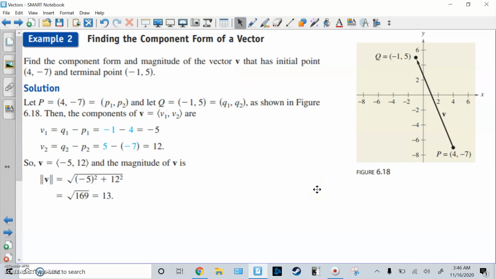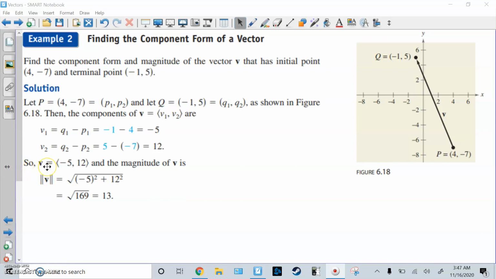Alright, finding the component form of a vector. So here they have two points. First, we're going to subtract, find how far the x's go and the y's go. So they did q1 minus p1, where Q is the terminal point, that's why I went first. So negative 1 minus 4 is negative 5. Then q2 minus p2, so 5 minus negative 7, that's right, adding. So that's 12. So here's the picture, but we could actually have it from (0, 0) going to (negative 5, positive 12). It would be the same distance. I wish they drew that picture up, but that's right.